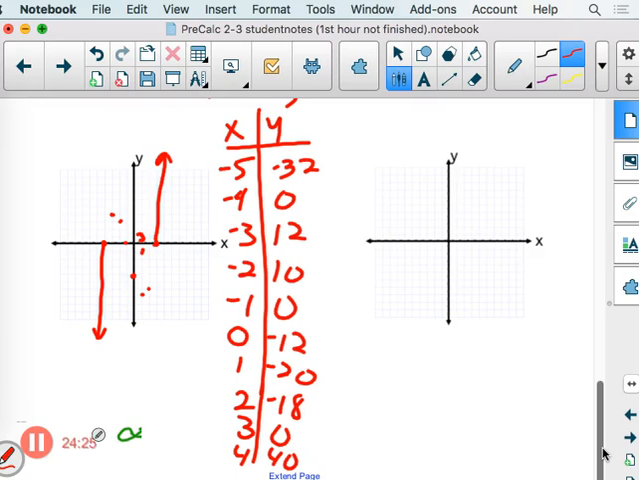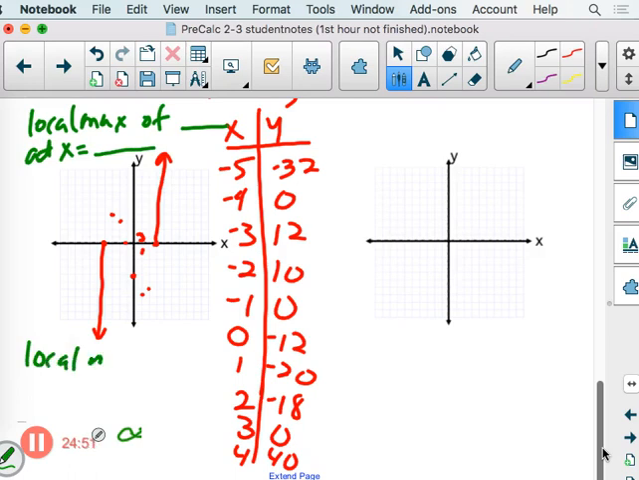Well, why didn't I just connect everything up? Because I don't know. Up there is the local max and the local min. That's why I didn't just connect it up. I've got to go back to my graph and let Blinky tell me: local max of blank at x equals blank. Local min of blank at x equals blank. Got to hand it over to the calculator.